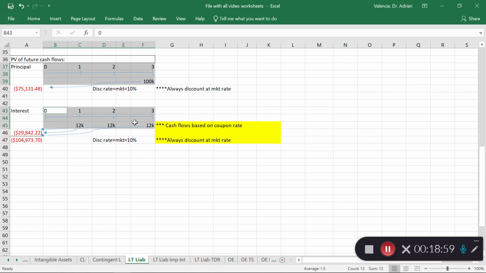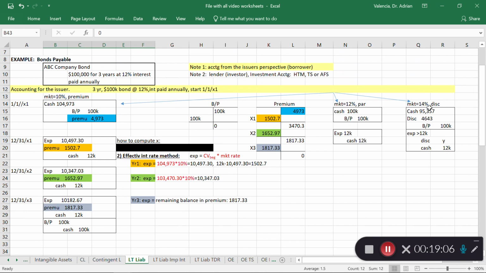The only thing that you would modify now is that instead of discounting at 10%, you would discount at 14%, which is the market rate. And if you do that, then you get 95,357. Here's your discount. And then every period, your journal entry would look like this. The computation would be the same. You do, at the end of the period, carrying value at the beginning of the period times market rate. In other words, times 14%.